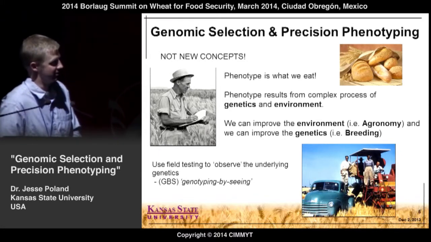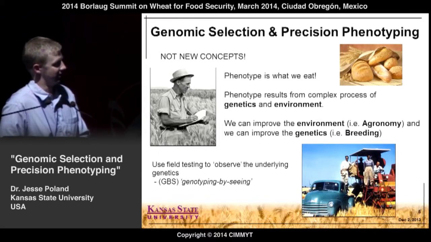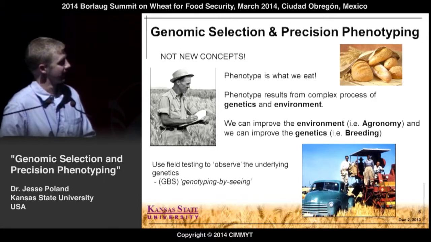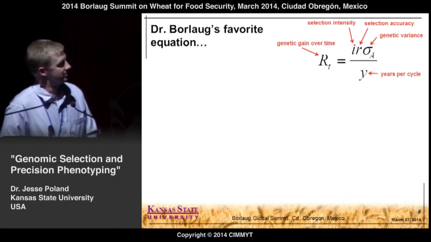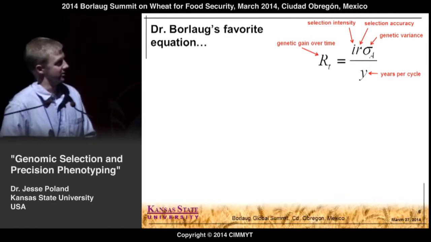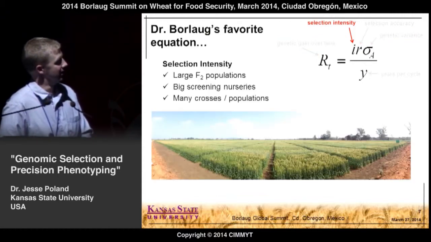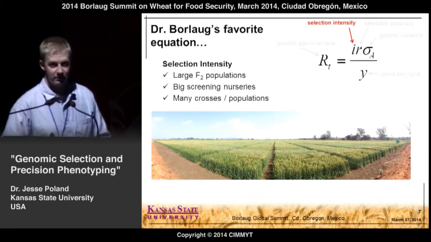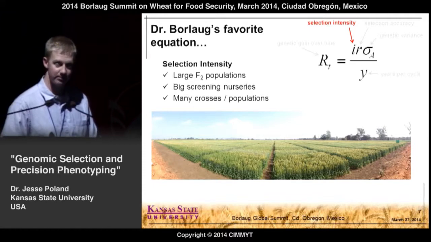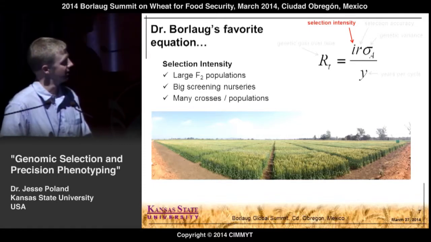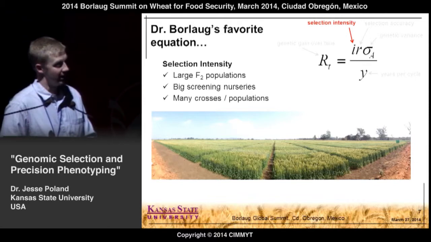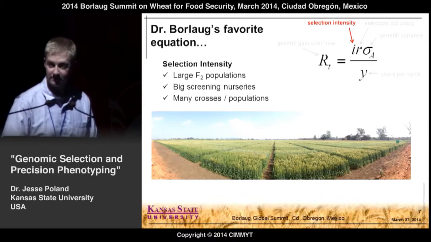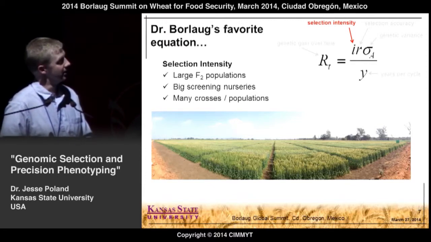And so this is really the origin of what I would consider precision phenotyping. I believe this was also Dr. Borlaug's favorite equation, and from what I know, he was well familiar with each of these components. We've heard several times, just looking at the scope of the CIMMYT program and the legacy that continues on, about selection intensity, as evidenced by the massive field testing program and the large population sizes. And so this is to increase the selection intensity.